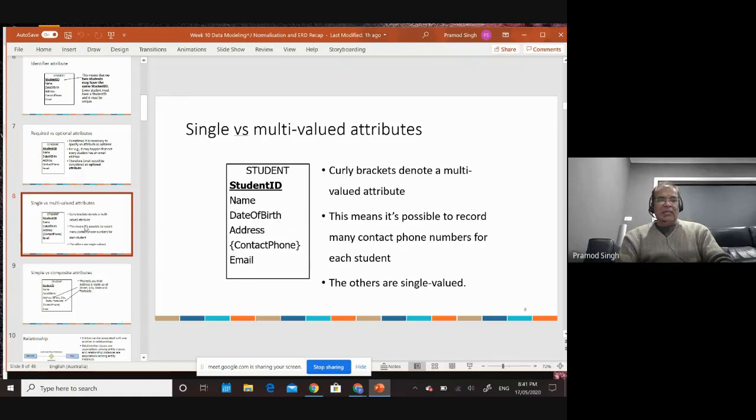Attributes can have a single value or multiple values. If it is multi-valued, it is normally given in curly brackets. You can see the contact phone is in curly brackets, so one student can have more than one phone number, and that's represented here in the curly brackets. So that's a multi-valued attribute. But student ID, name, and date of birth are single-valued, so they will have only one value.